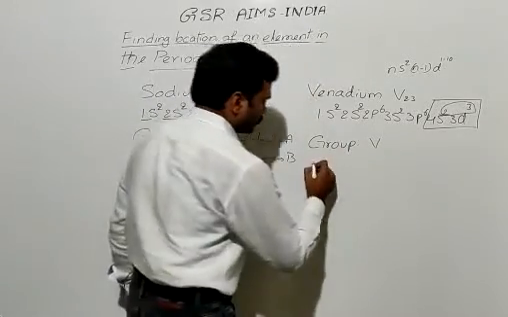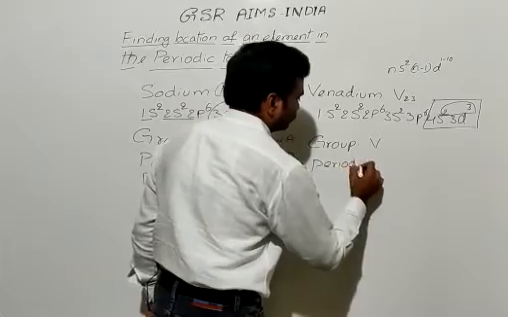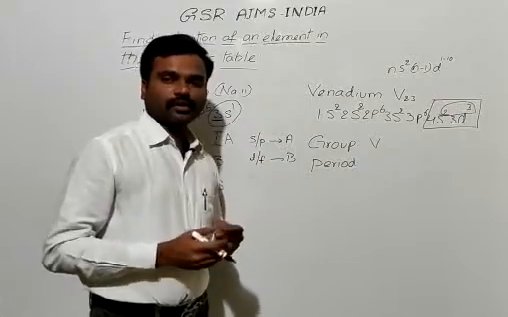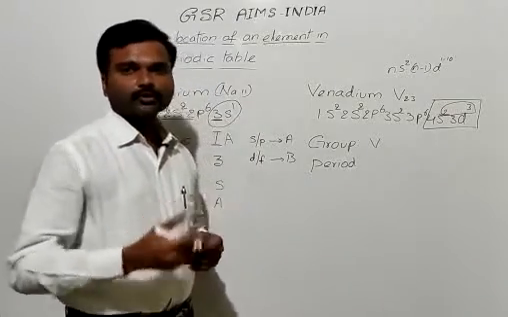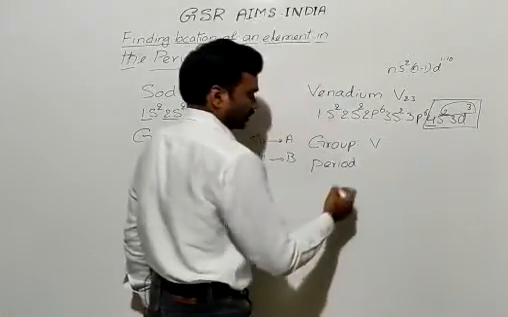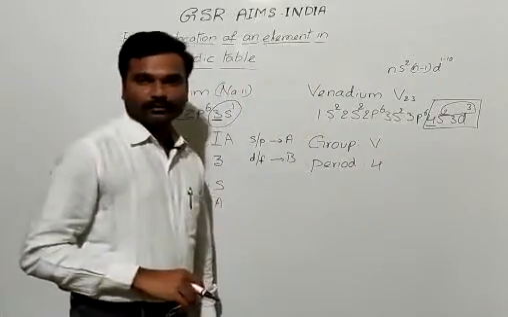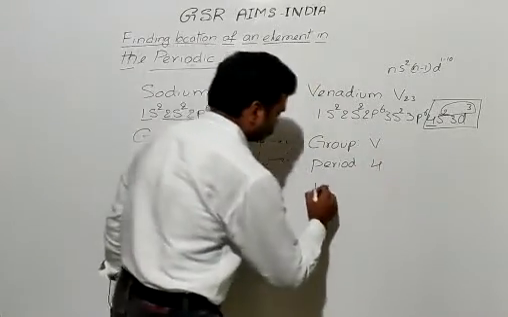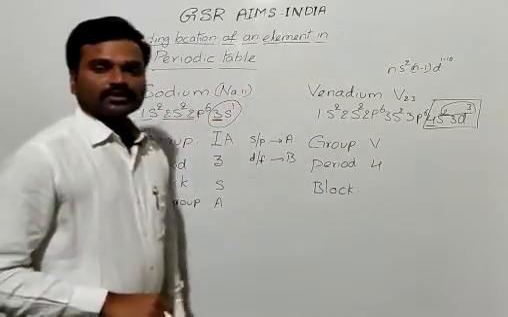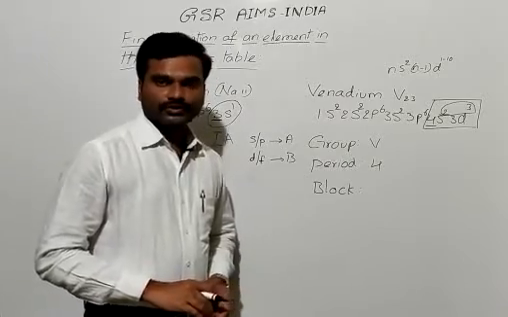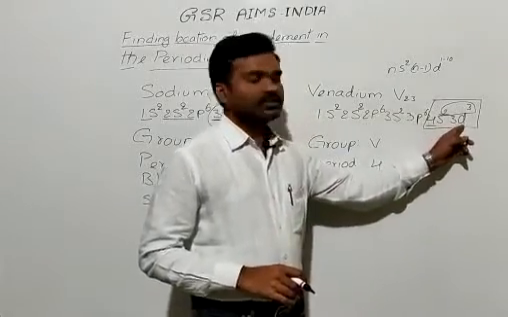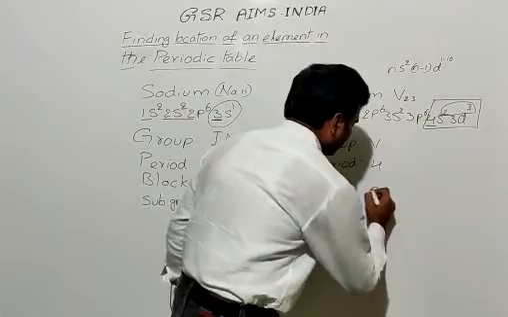And next one, period. As I told, the highest energy shell, or highest energy level, existing in the configuration gives the period number. By finding the highest, here the highest shell is the fourth shell. So vanadium belongs to the fourth period in the periodic table. Now the block. The subshell in which the differentiating electron exists gives its block. For vanadium, the differentiating or last electron exists in the d subshell. So vanadium belongs to the d block.